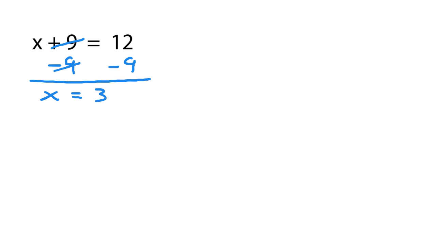I can then go back and verify to see if I have solved this correctly. I've just said that x is equal to 3. So if I go back to my original equation and put a 3 in where the x is, 3 plus 9 equals 12, I then know that I have solved it correctly.